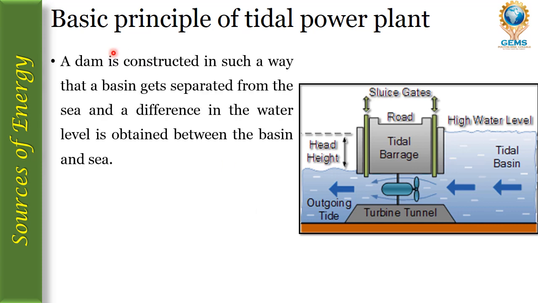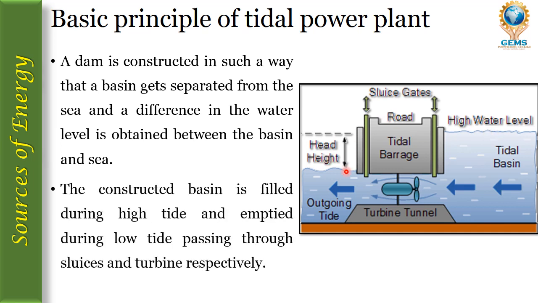Now let's see the basic principle of tidal power plant. A dam is constructed in such a way that a basin gets separated from the sea, and the difference in the water level is obtained between the basin and the sea. So this is the sea and this is the basin. A dam is constructed in such a way which separates the basin from the sea.